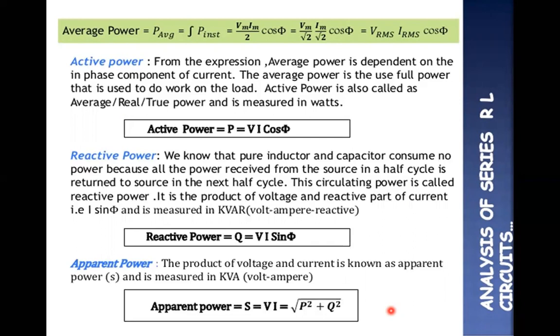And the last is apparent power. The product of voltage and current is known as apparent power and is measured in kVA, kilovolt amps. So apparent power S is equal to VI, which is nothing but the square root of P square plus Q square.